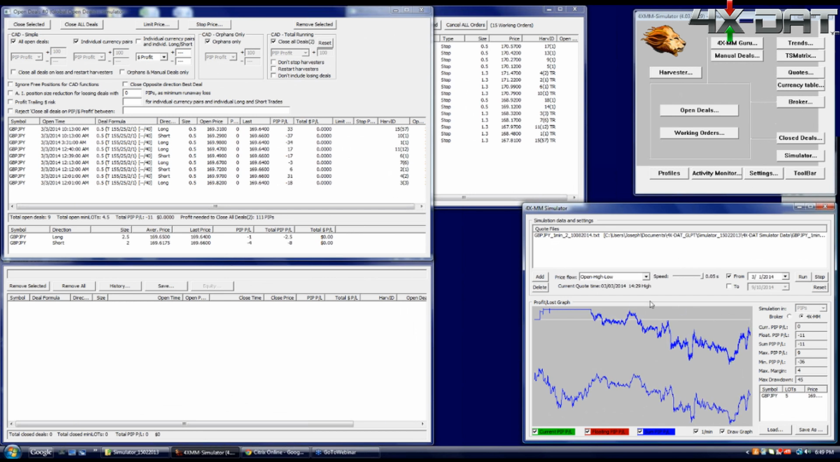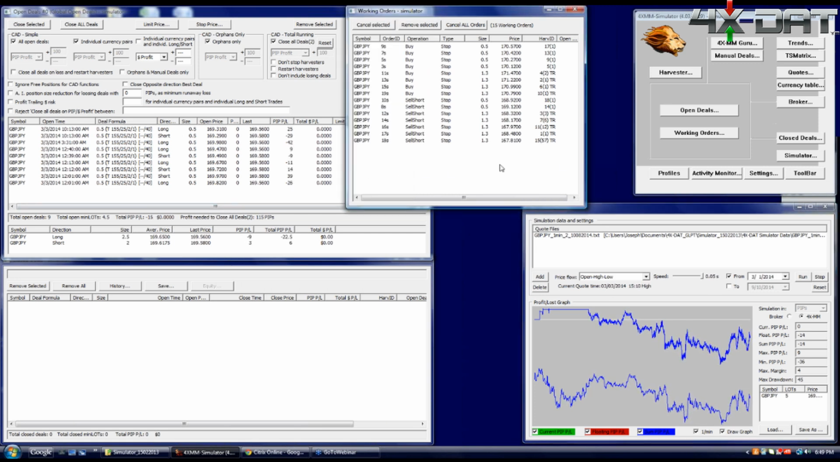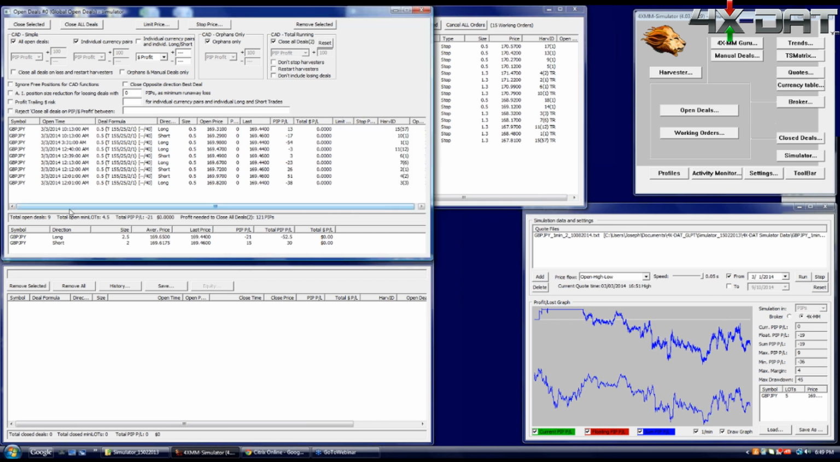So we're still on the third day. I don't have this running very fast right now. Some trades were open manually over here. Some trades were already open here by the automated algorithms. Up here we have all the orders that are ready to be executed as the price reaches the point of execution. Getting back to the open deals window, we've got the summary line.